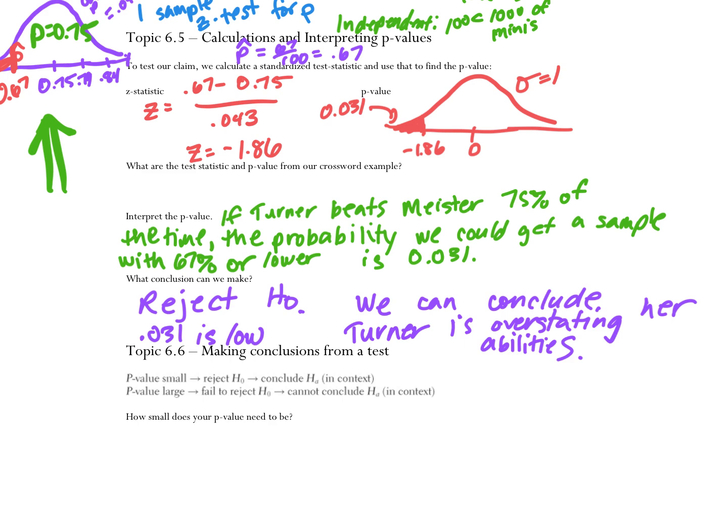Your rule of thumb, if I don't tell you, is 5%. But in reality, what we do is we set something called a level of significance. That level of significance is how significant my sample needs to be.